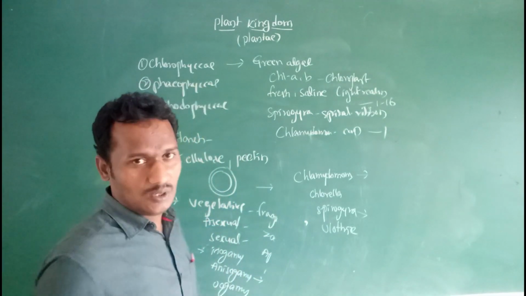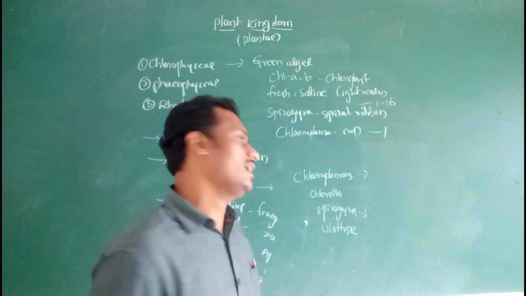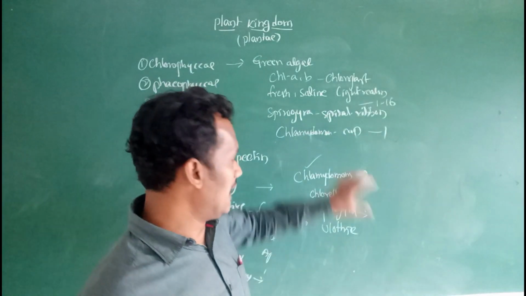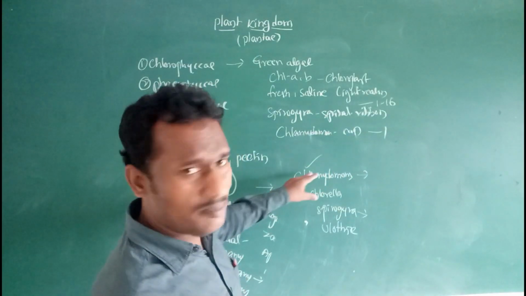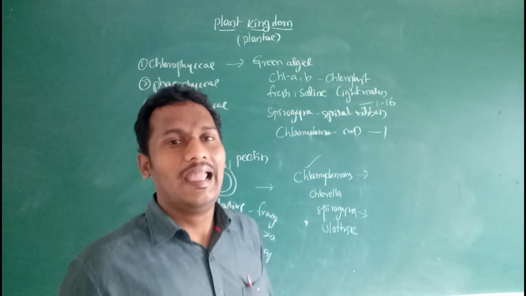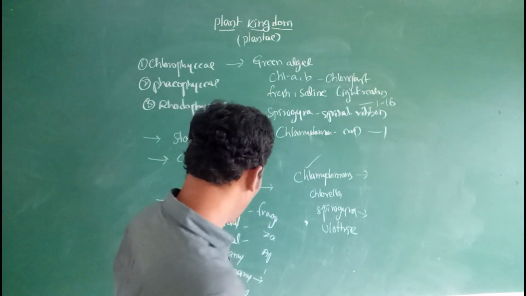Next one, anisogamy. In anisogamy, both the gametes are dissimilar. The best example is Chlamydomonas. In some species of Chlamydomonas, isogamy takes place, and in some species, anisogamy. Anisogamy is nothing but both the gametes being dissimilar.